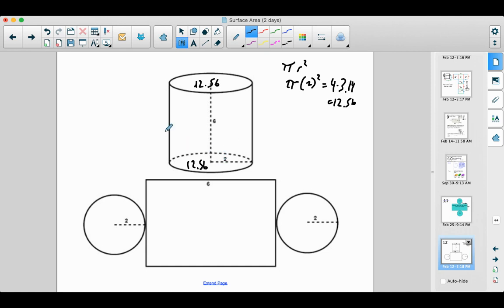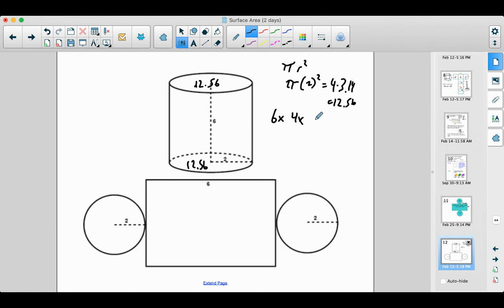For the lateral surface area around the outside, remember that'll give me a rectangle. The height of it is going to be 6, and the width of it is going to be the circumference. So you have to remember how to find the circumference of a circle. The circumference is the diameter of the circle times pi. If the radius is 2, the diameter is 4.